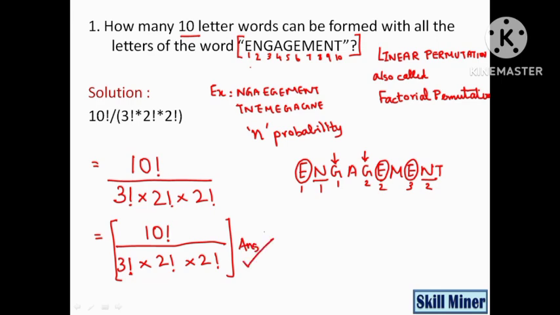This is one of the examples of linear permutation. Now we can move to the second question.